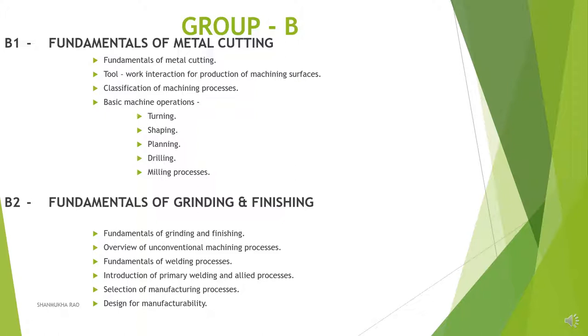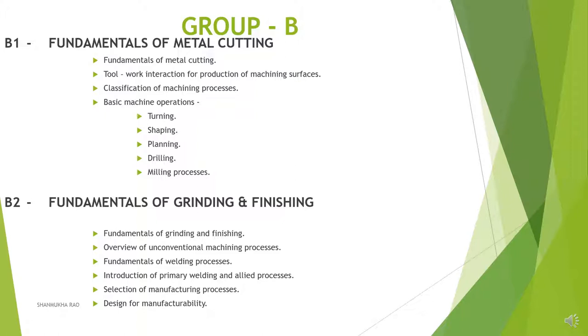The first section in Group B is about fundamentals of metal cutting: tool-work interaction for production of machined surfaces, classification of machining processes, basic machine operations: turning, shaping, planing, drilling, milling processes.